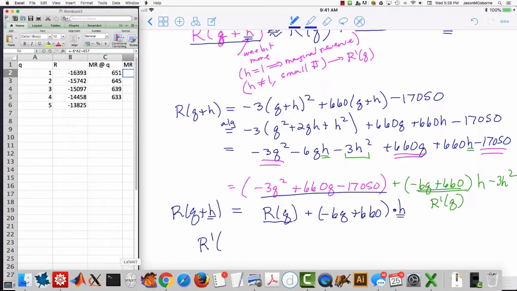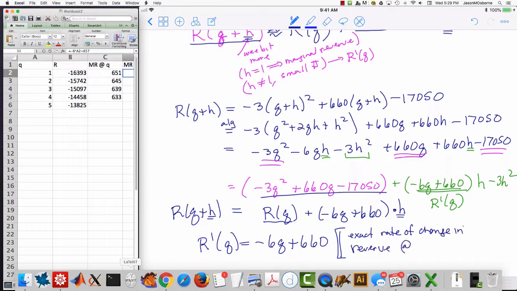So what we've got here is R prime of Q is minus 6Q plus 660, which can be interpreted as the exact rate of change in the revenue at a sales level of Q for a small increase in sales of h.